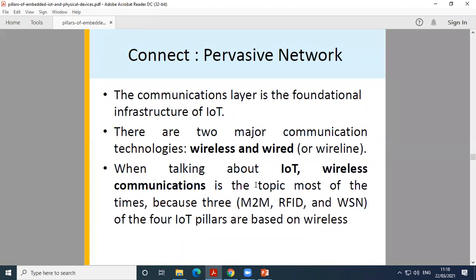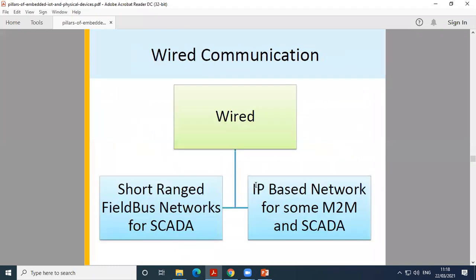And if you consider SCADA-based systems, it is a short range wired field bus. Okay, so the pervasive network consists of these two technologies, wired and wireless networks. So if we are talking about wired communication, wired communication for this IoT system is categorized into two types. The types are the short range field bus network for SCADA applications, and the second one is IP based networks for some M2M and SCADA applications. These are the two types of wired communication.